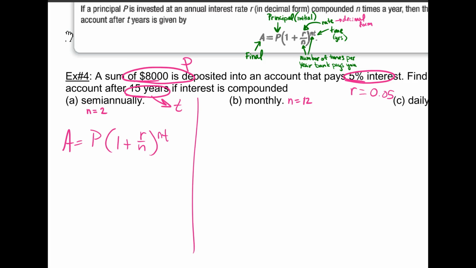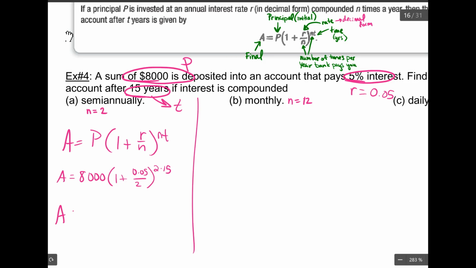Okay, so we'll fill it in. A is equal to 8,000 times (1 plus 0.05 divided by 2), all to the 2 times 15. So once again, if you show me the setup, this is a calculator problem. You have to have your calculator solve this. I don't expect you to do this in your head on paper. This takes too long. You just have to have a lot of parentheses.